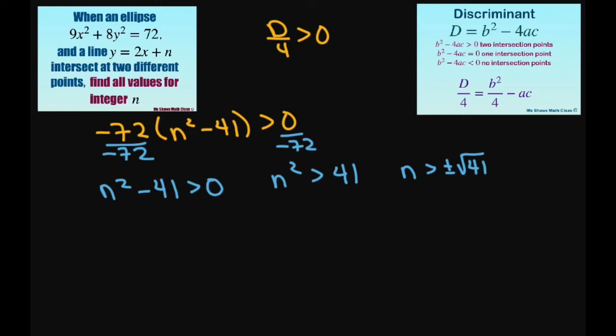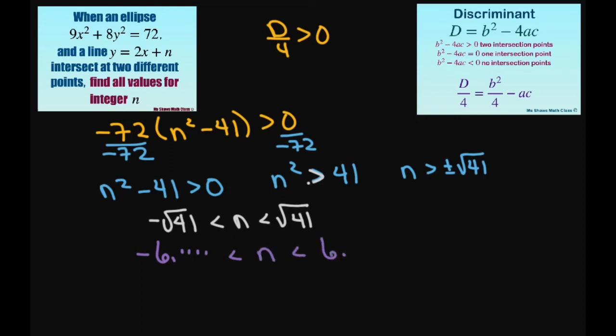Basically what that means is when you square root this, our n is in between negative square root of 41 and square root of 41. This is about negative 6 point something, and 6 point something. We want integers, so we don't need to know what these decimal numbers are. So that is your range.